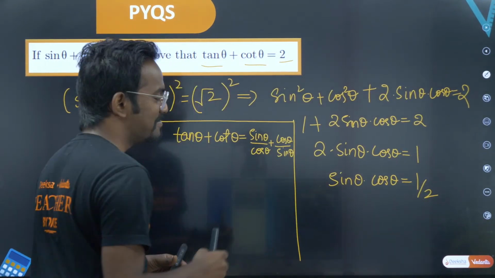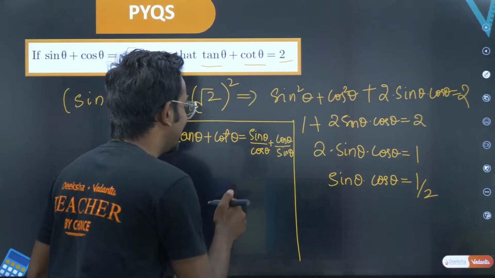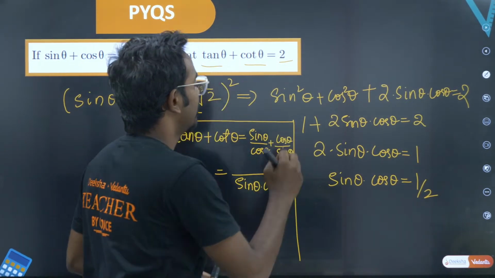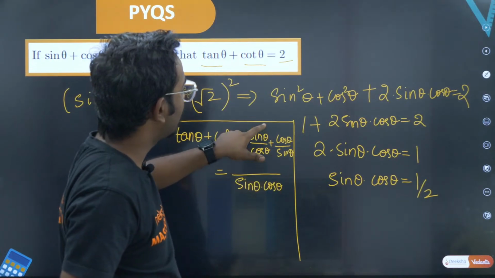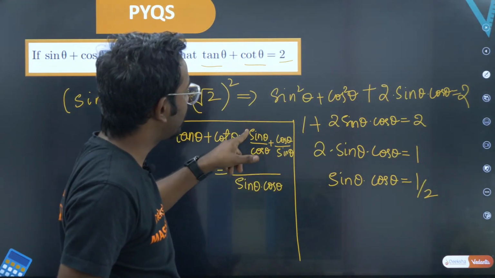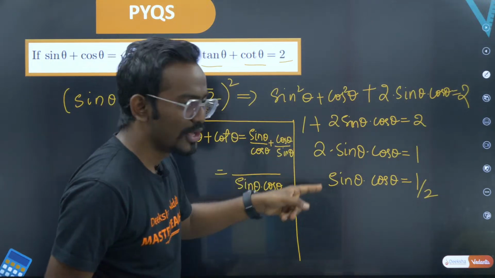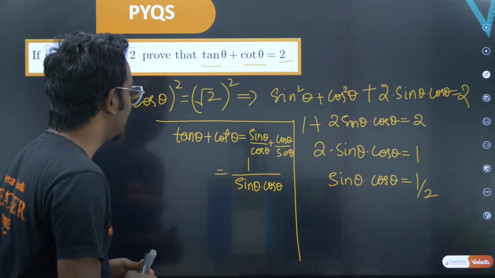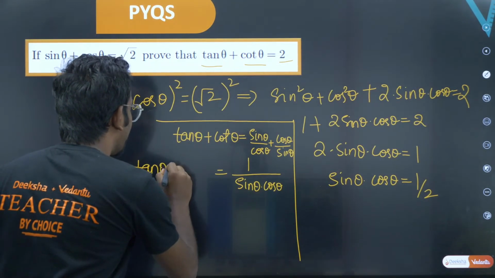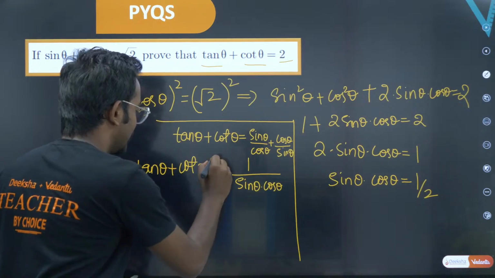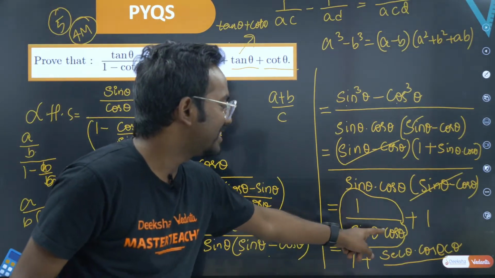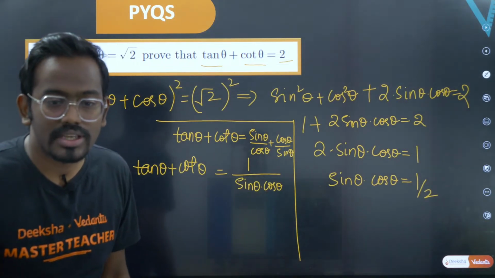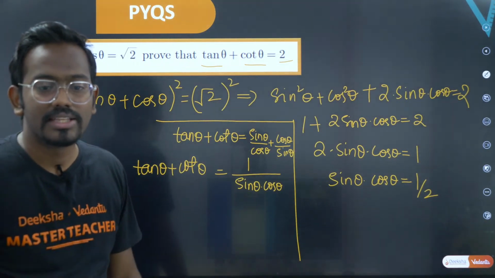Now it is very simple. If you take LCM, what will you end up with? Sir, the LCM is basically sin theta into cos theta. Here it is lacking sin theta, so it multiplies with sin theta. This becomes sin square theta plus cos square theta, which is basically 1. So 1 by sin theta cos theta is nothing but tan theta plus cot theta. Sir, cosecant into secant can be written as 1 by sin into cos.